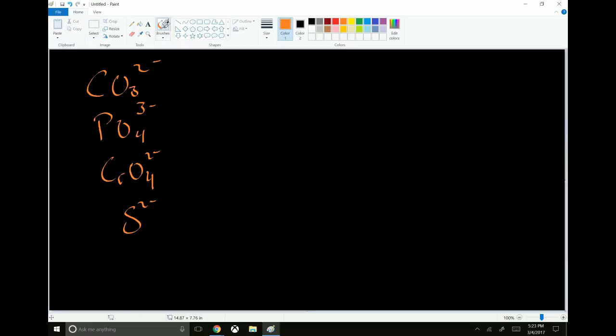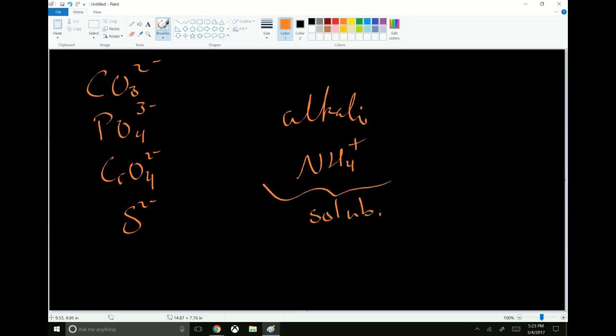All right, these are generally insoluble unless you mix them with something that is always soluble. So you have our alkali metals and our NH4+. See, these guys are always soluble. Their solubility trumps insolubility.